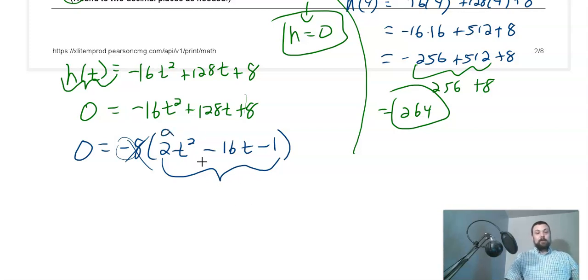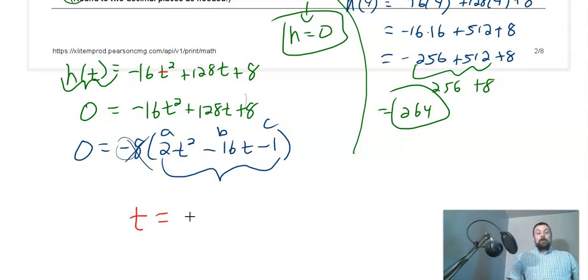So a is equal to 2, b is equal to negative 16, c is equal to negative 1. You see, when I go off script, how I'm vulnerable to making mistakes? Because like I said, I normally don't do this. I usually just leave the numbers as is and jump right into the quadratic formula. But I tried something different this time and it got me in trouble.